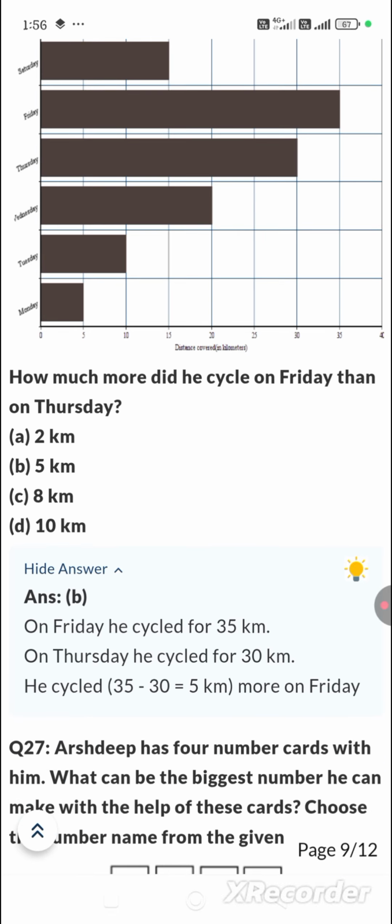The answer is option B. On Friday, he cycled for 35 km. On Thursday, he cycled for 30 km. He cycled 35 minus 30, that is 5 km more on Friday.